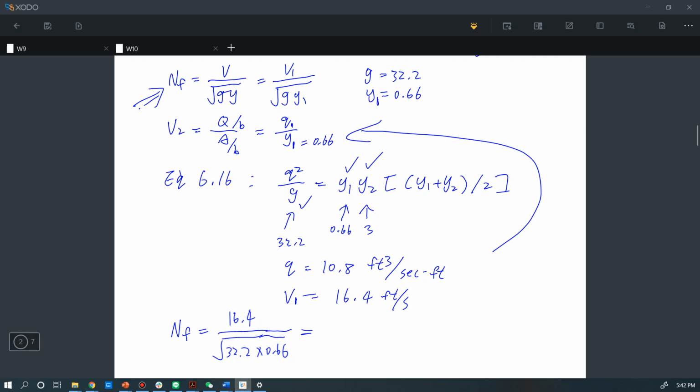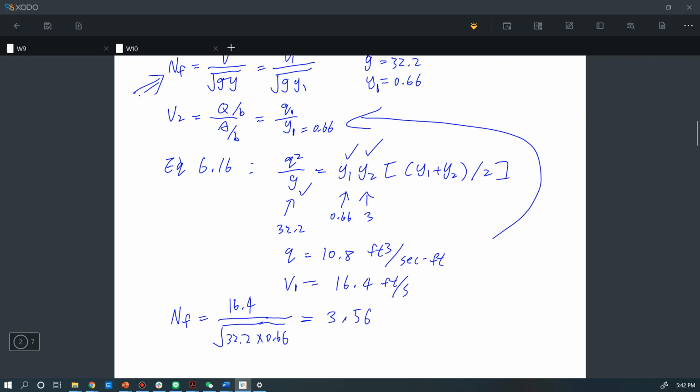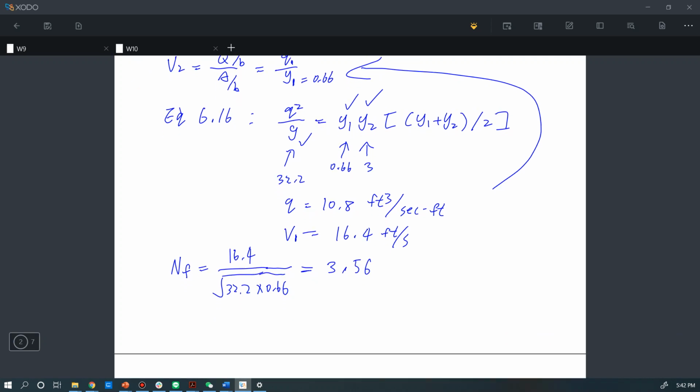Then we can get that the Froude number prior to the hydraulic jump is equal to 3.56. Okay. And this number is greater than 1. So we conclude that this is a supercritical flow.